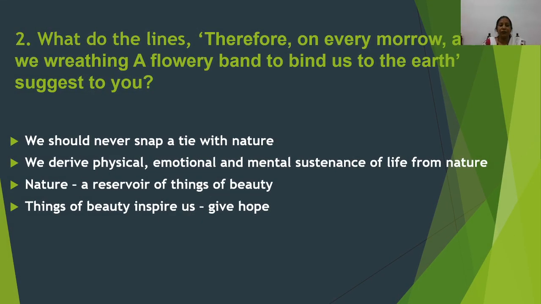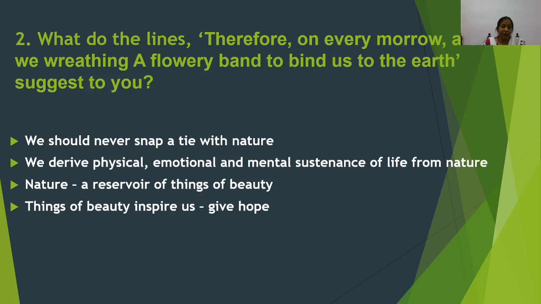Next question is, what do the lines, therefore on every morrow are we wreathing a flowery band to bind us to the earth, suggest to you? Now we need to explain this. Why does the poet make this expression? What does he mean by this? Of course, it is in context with the fact that a thing of beauty is a joy forever, and how positive an impact they have in our life. They are a constant source of joy, inspiration and hope to all of us. So these can be the important value points.